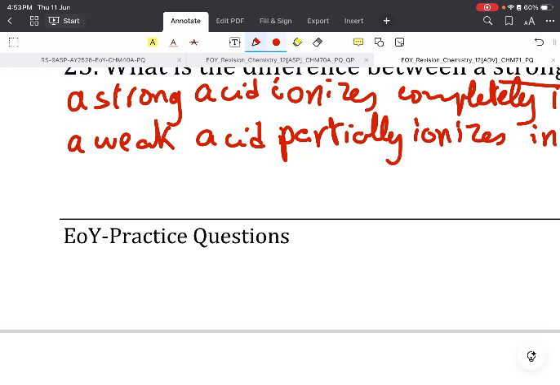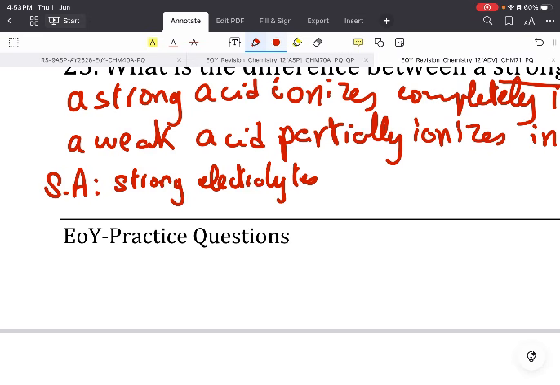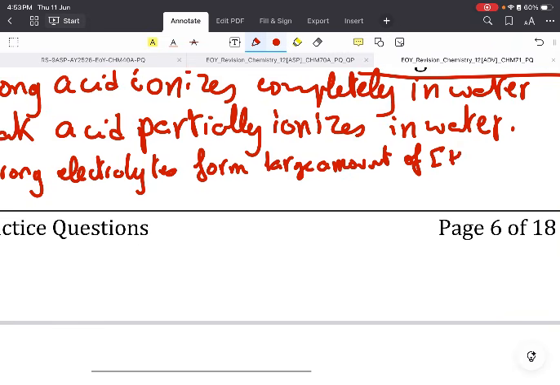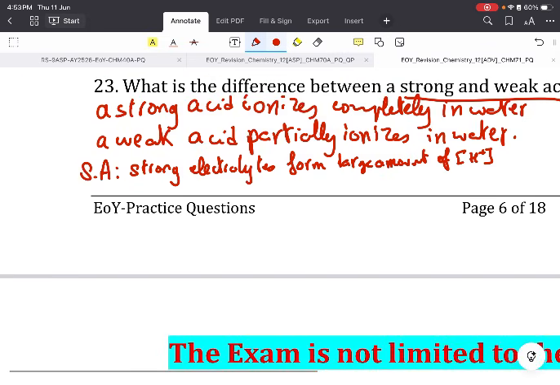Now, a strong acid will form strong electrolytes, and the concentration of H plus formed will be large, forming a large amount of H plus ions.